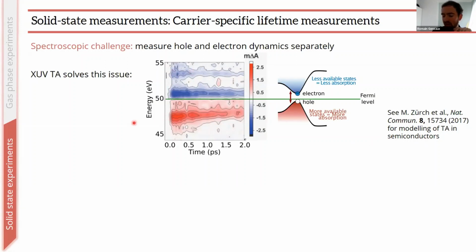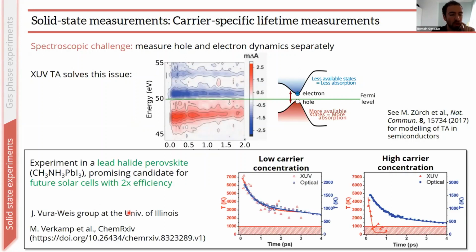And this trace that I've shown you here is actually from an experiment by the George Verweis group at Illinois. And they measured the dynamics in the lead-halide perovskites. And those perovskites are probably the most promising candidates for future solar cells. So a lot of spectroscopy in this field is targeting those solids. And what they were able to show using the XUV transient absorption is very interesting. They were able to measure differently, to separate the cooling down of electrons and holes.